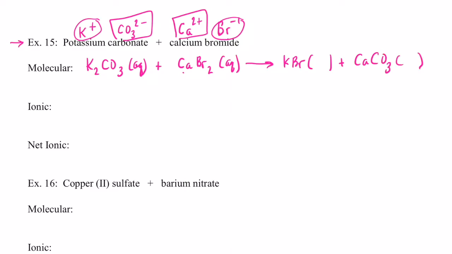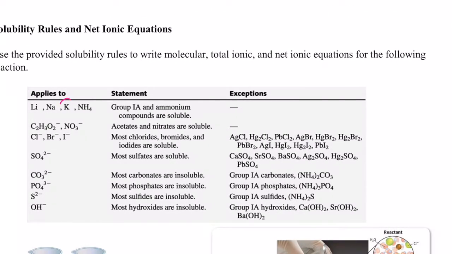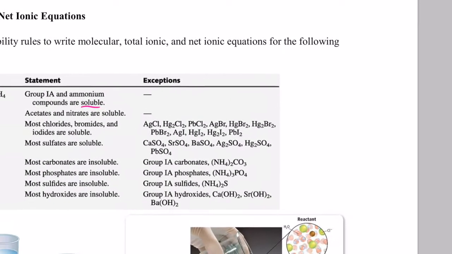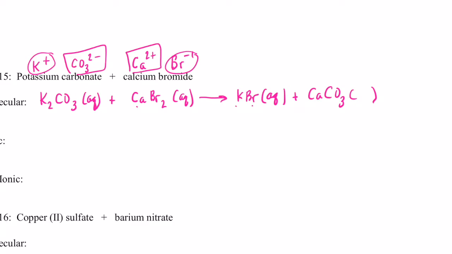Now, let's fill in these parentheses using our solubility rules, KBr. So, if I go back a page, looks like all potassium compounds are soluble, no exceptions to that rule. So that's the one I'll use. We'll put AQ after that one. Potassium bromide we'd expect to dissolve in water.